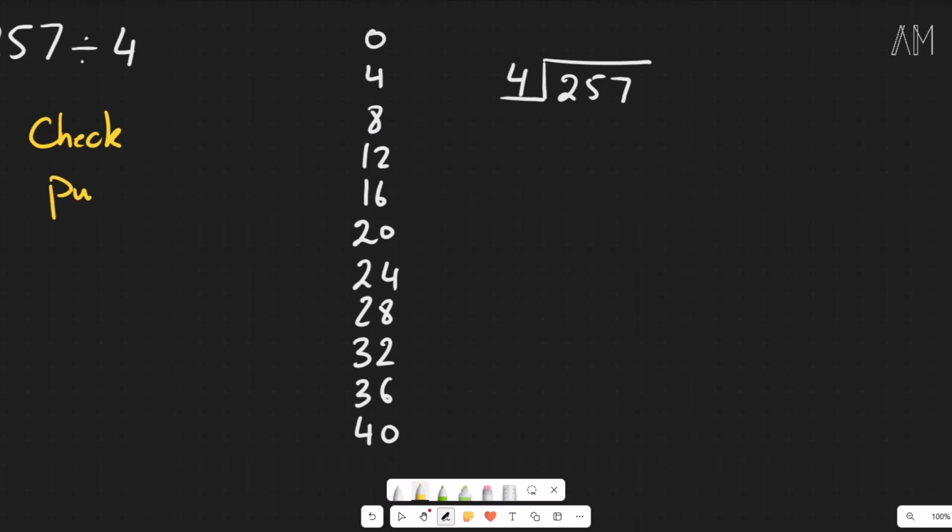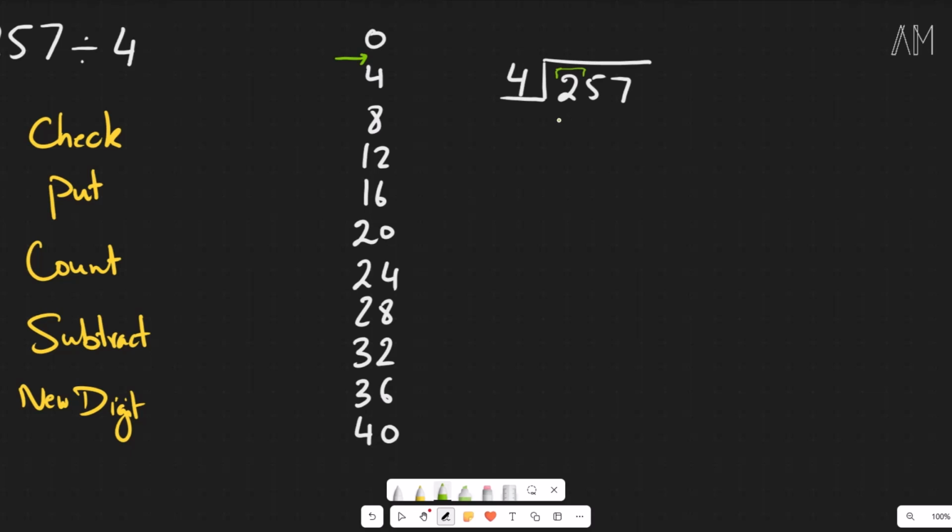First of all, we need to check in the list for the digit that I'm working on. After that, I will put it under the digit. Then I will count. After this, subtraction, and always after subtraction, a new digit will come down. Now, let's get started with 2. 2 is actually between 0 and 4. So I will choose 0. So put the 0, count till 0, and we know counting till 0 is simply 0. Subtract by 0. 2 minus 0 is 2. And then a new digit will come down.